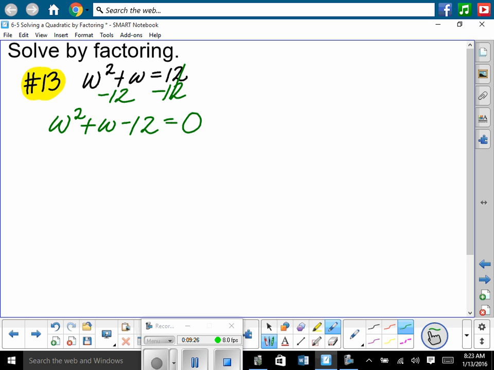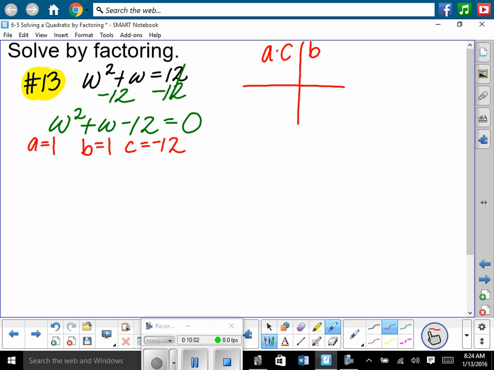So once again, the first thing we do is just say, is there anything in common in these three terms that we'll factor out right now? No. So we continue with saying, okay, we're going to look for what multiplies to be a times c and adds up to be b. So I'm going over here. We're looking for what multiplies to be a times c and adds up to be b. So I'm going to list out real quick. My a value is in front of x squared or w squared, whatever. A is equal to 1. My b value is also equal to 1, and my c value is equal to negative 12.